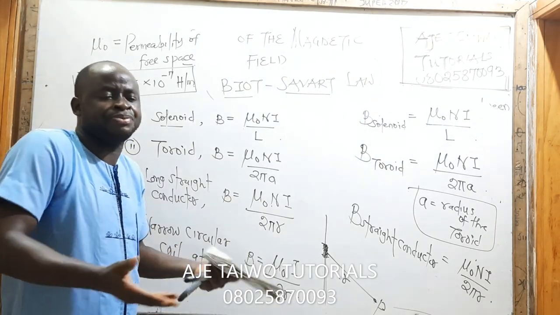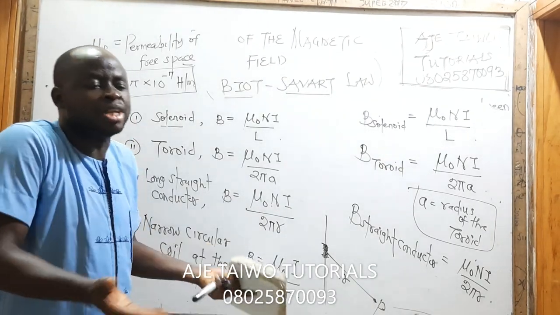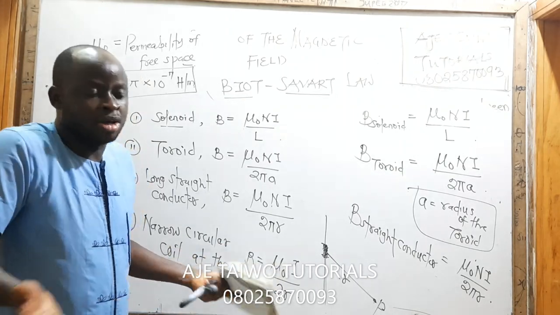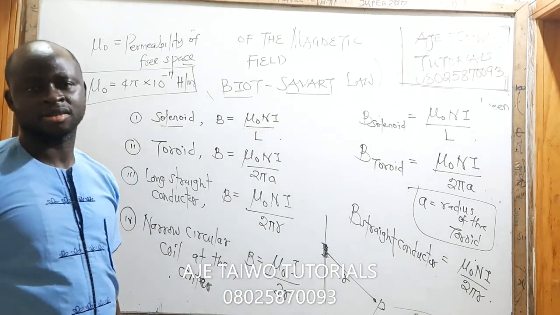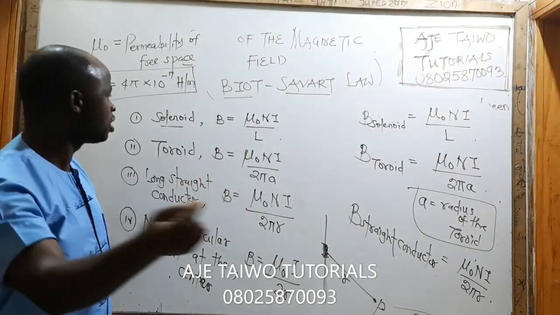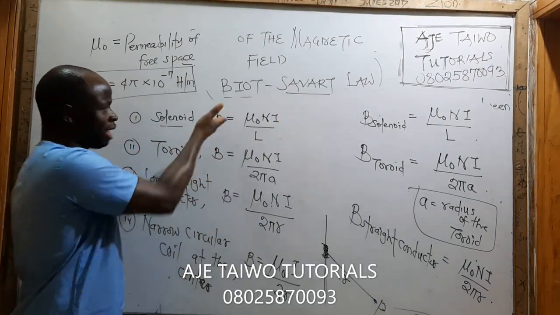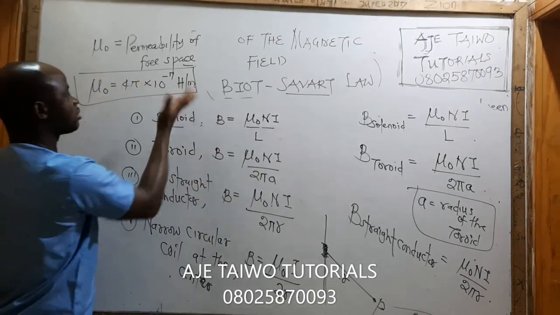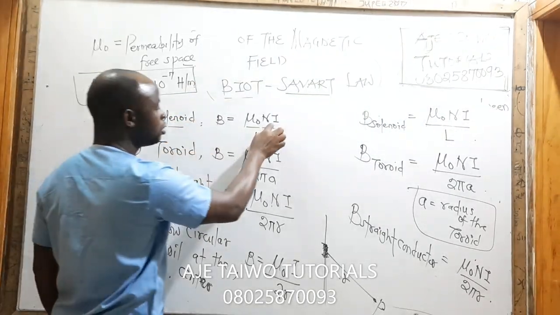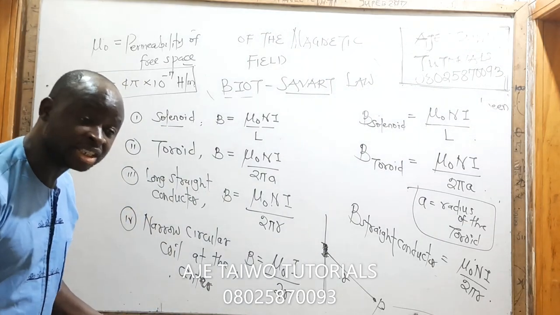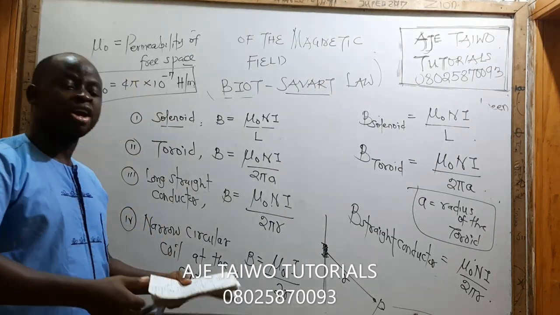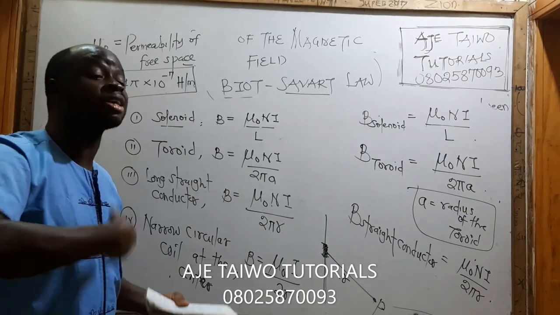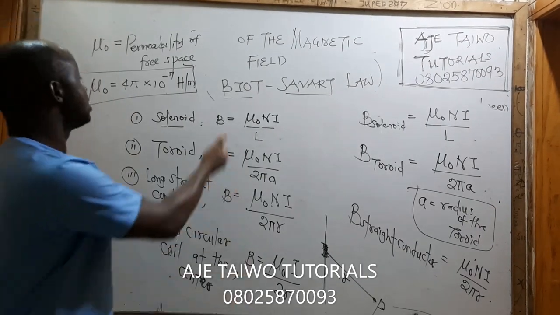Calculate the magnetic field due to a solenoid of length 2 meters carrying current 2 amperes. Because they have said solenoid, this is the formula. We apply and get out. You know what mu naught is? They have said a solenoid coil with 500 turns, that means N is 500.